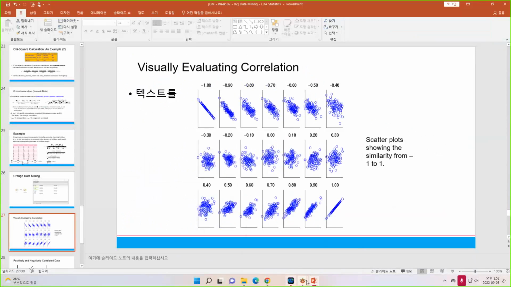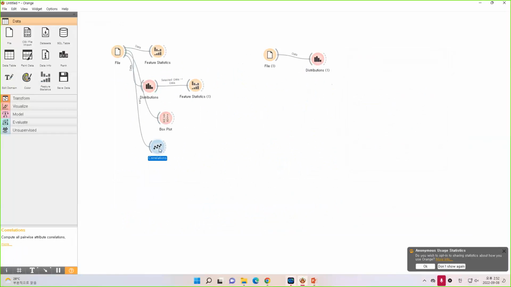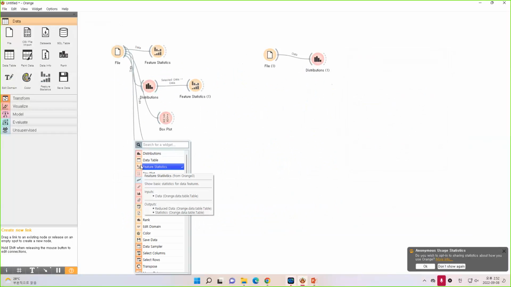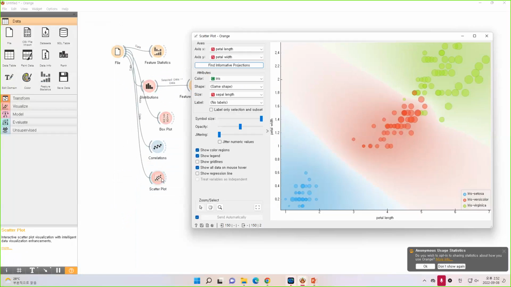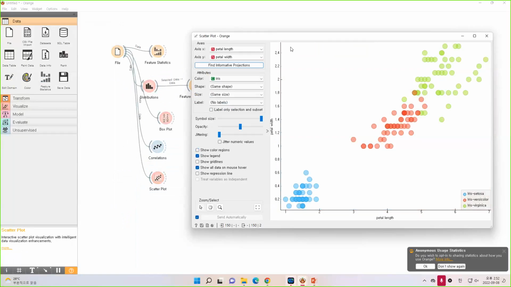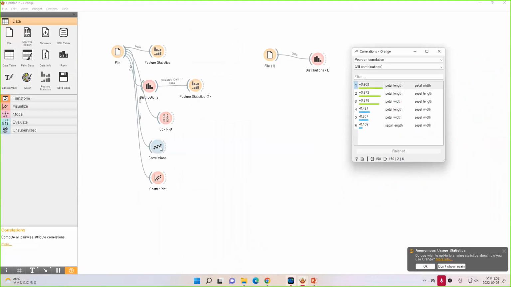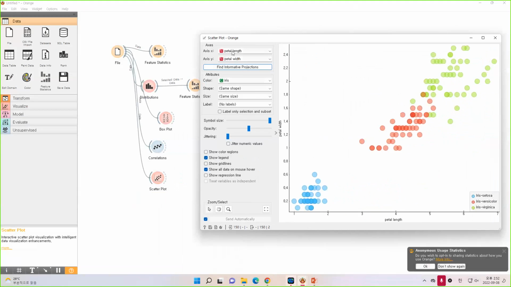You can see this also based on the scatter plot. You can select the widget Scatter Plot. So I think I put this one. So with the scatter plot, if I look at the correlation, the highest value is between petal length and petal width. So I can do the scatter plot, and let's check the petal length and the petal width. And you can see that, yeah, it is increasing. The higher value of the petal length shows the higher value of the petal width. That's the meaning.